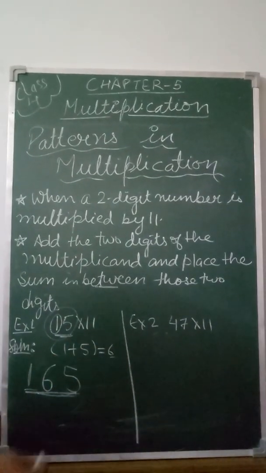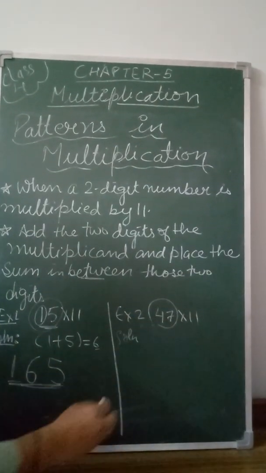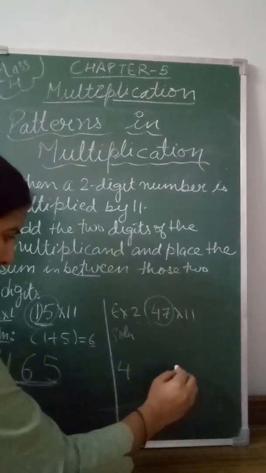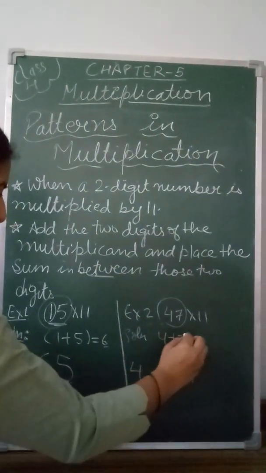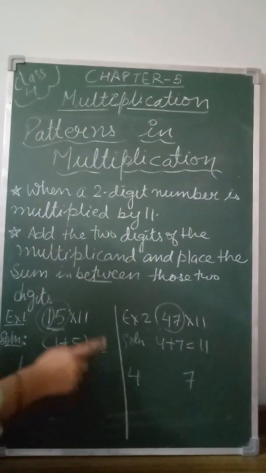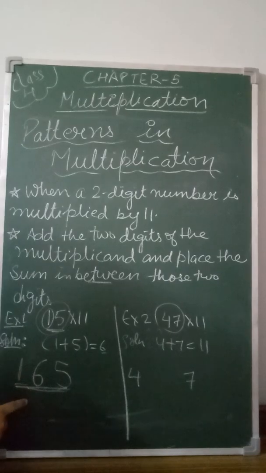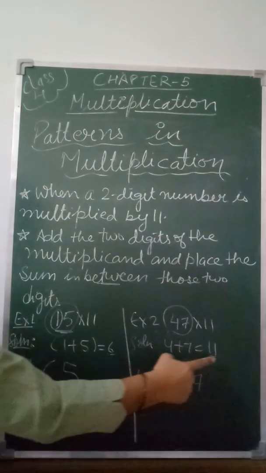Let's see the second example, which is a little bit different. Again, this is the multiplicand. Write these two numbers with some gap like this, and add them. 4 plus 7 is 11. In the previous question the sum was a single digit, so we wrote it directly between the numbers, but in this example the sum is a two-digit number.